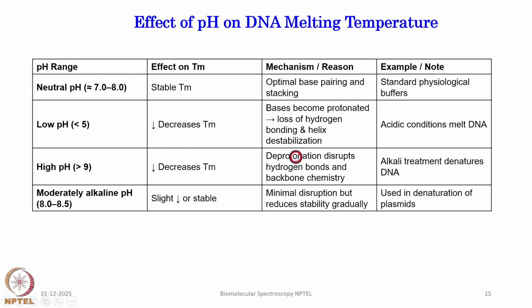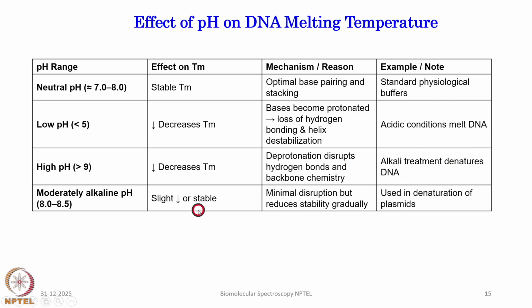So, what happens is that bases get protonated, a loss of hydrogen bonding can happen, and the helix gets destabilized. So, in acidic conditions DNA melts. High pH also decreases the Tm, right, deprotonation happens and that disrupts the hydrogen bond. So, low pH is bad, high pH is also bad. Many times in an experiment you do alkaline treatment to denature DNA. If you want to get rid of DNA, just change the pH of the solution.